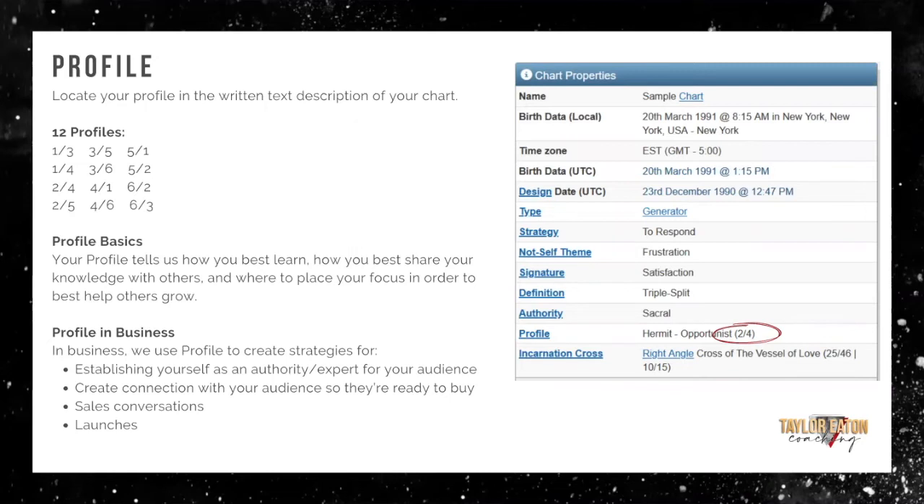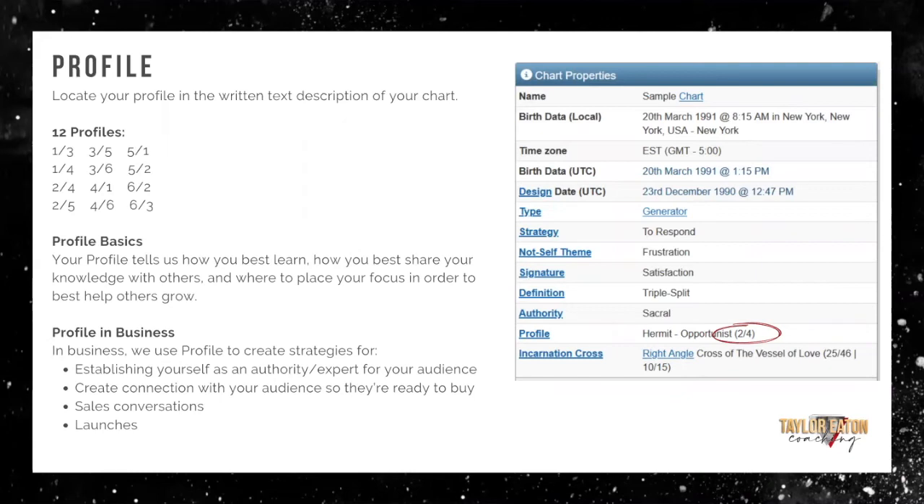There are 12 different types of profile. I've listed them here on the left side of the screen. But you just want to find the combination of numbers that makes up your profile. Now, your profile in general tells us how you best learn, how you best share your knowledge with others, and where to place your focus in order to best help others grow. Profile really does even much more than that in human design, but since this is just covering the basics, that's what we're honing in on here.